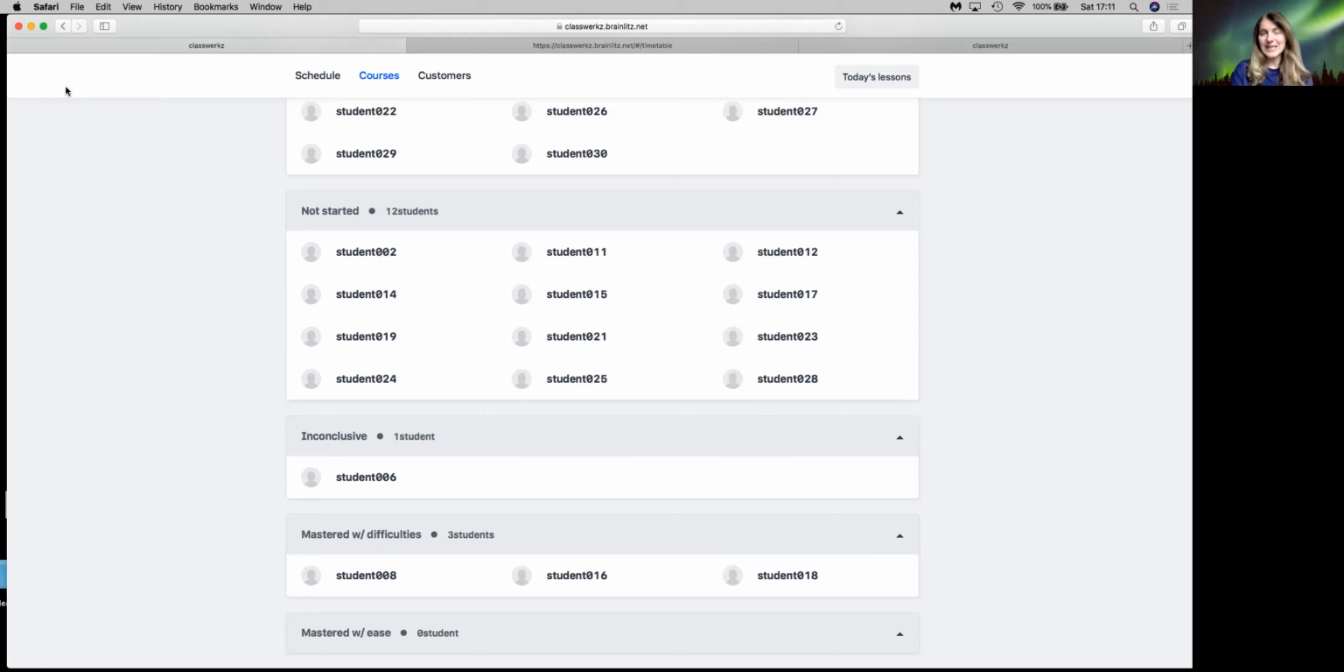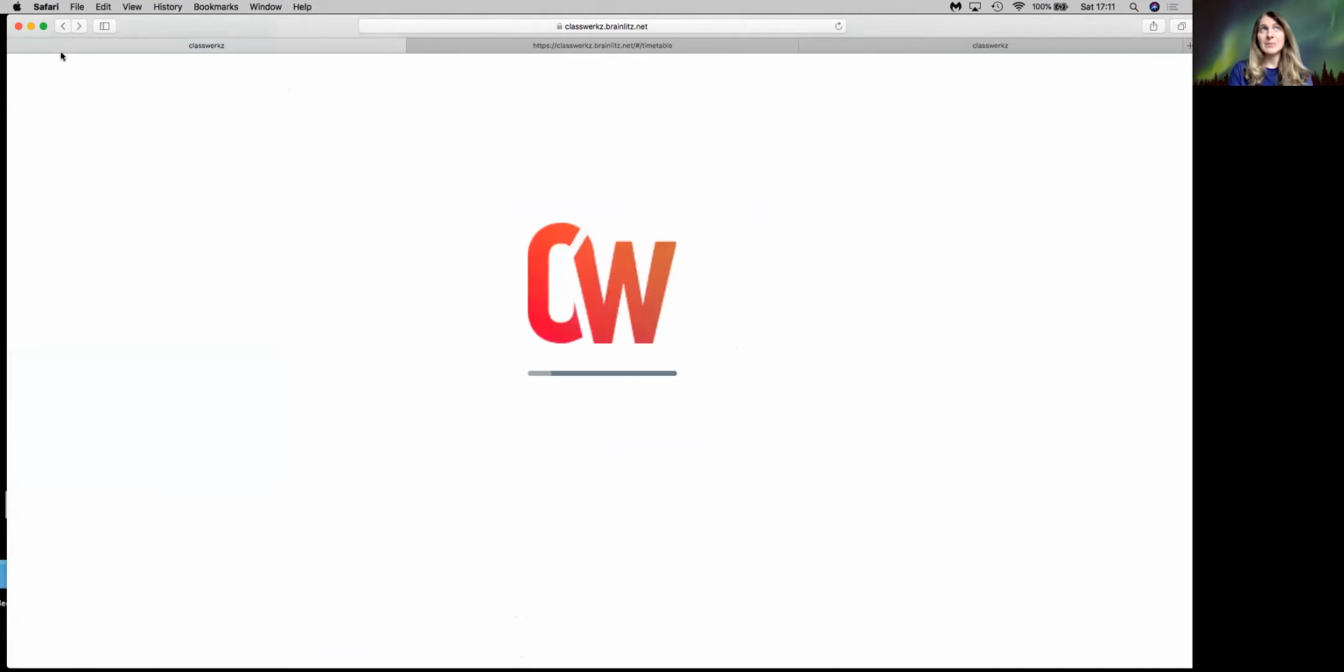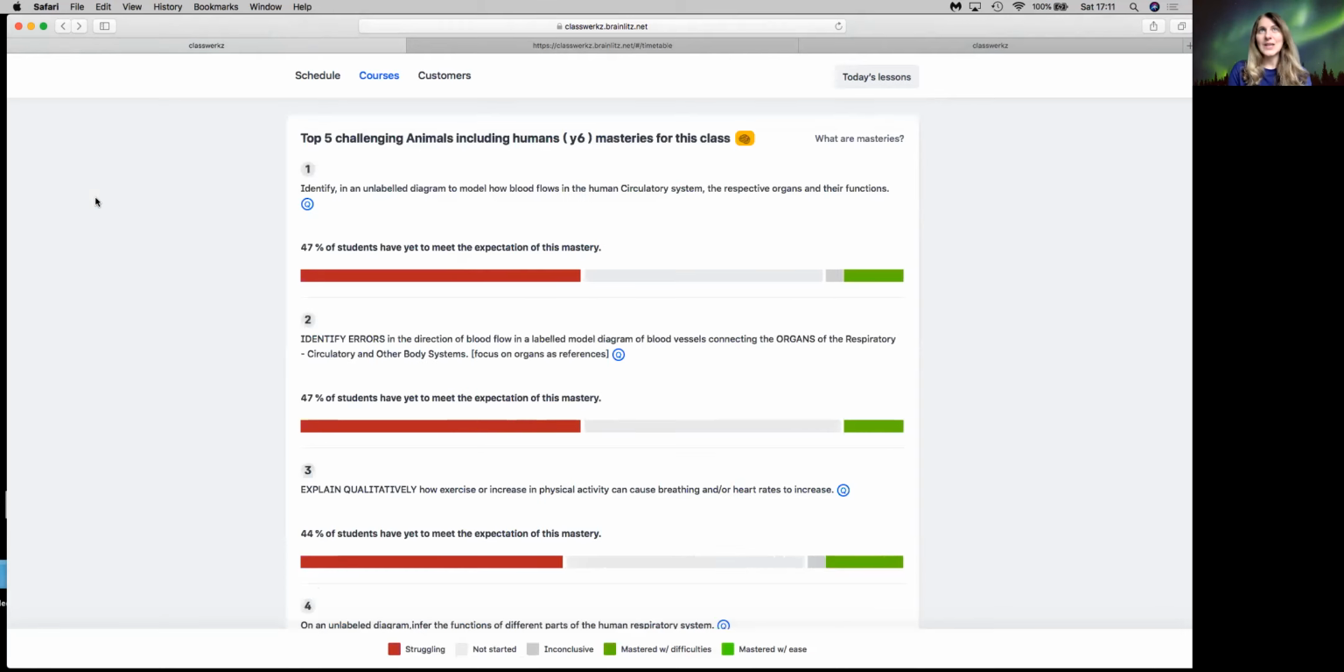So obviously the teacher can plan around those that are struggling and give a little push to those that haven't yet started, and also to understand those that have mastered but also have had difficulties, perhaps to ask them what those difficulties are, but we can actually go in and find out. So let's take a look at that now.